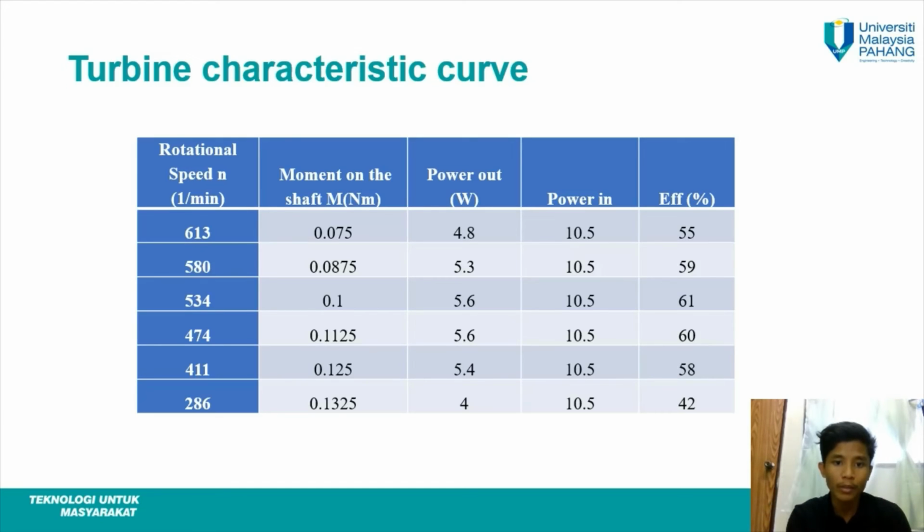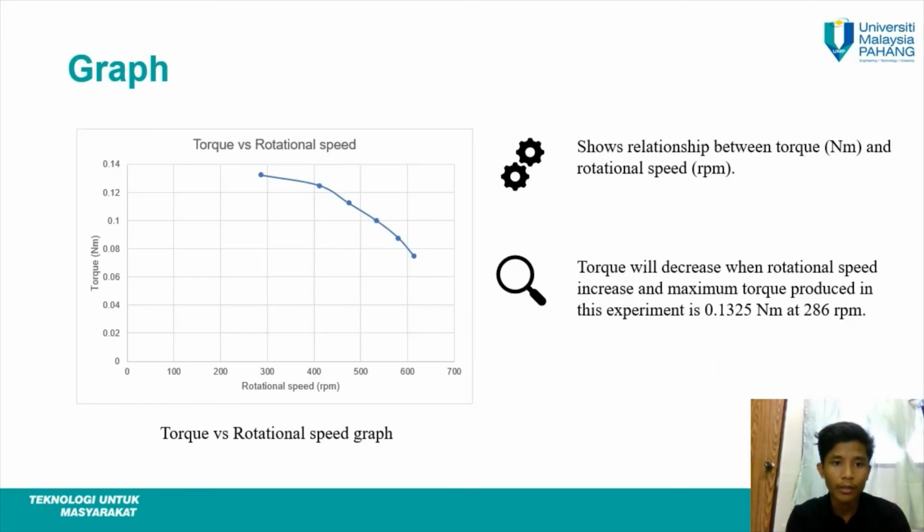From this table, we already have a graph, which is a torque versus rotational speed graph. This graph shows the relationship between torque in Newton meter and rotational speeds in RPM. The result that we get is torque will decrease when rotational speeds increase, and the maximum torque produced in this experiment is around 0.1325 Nm at 286 RPM.